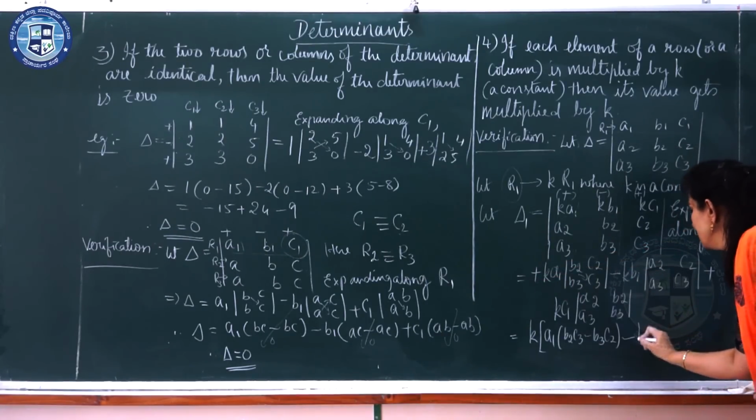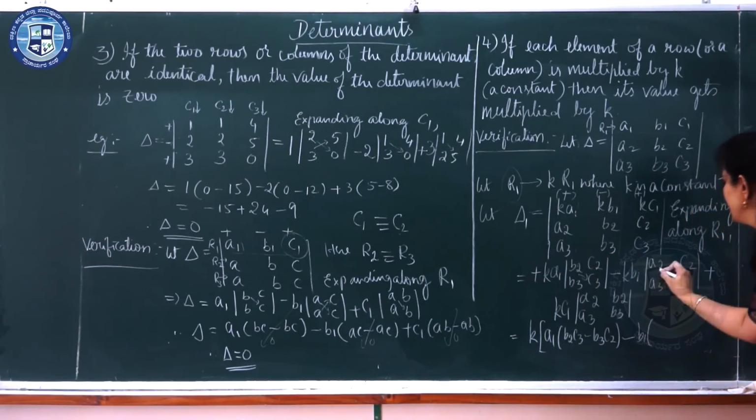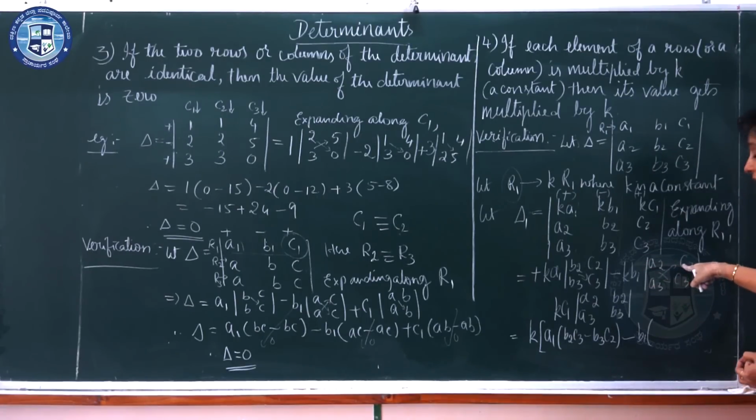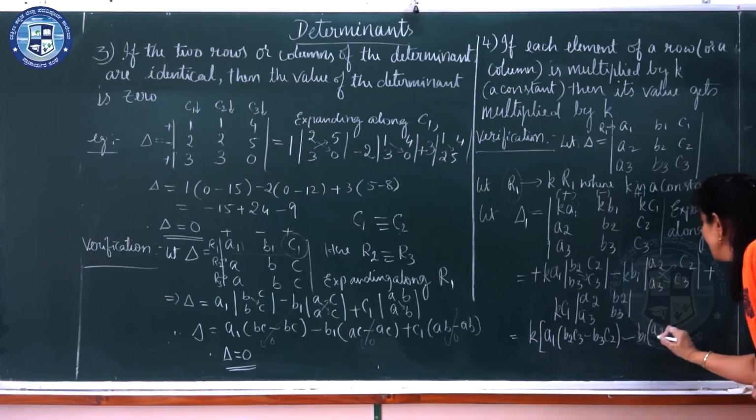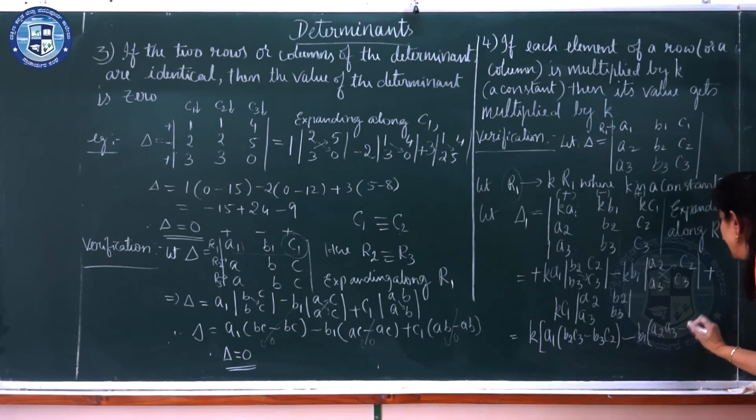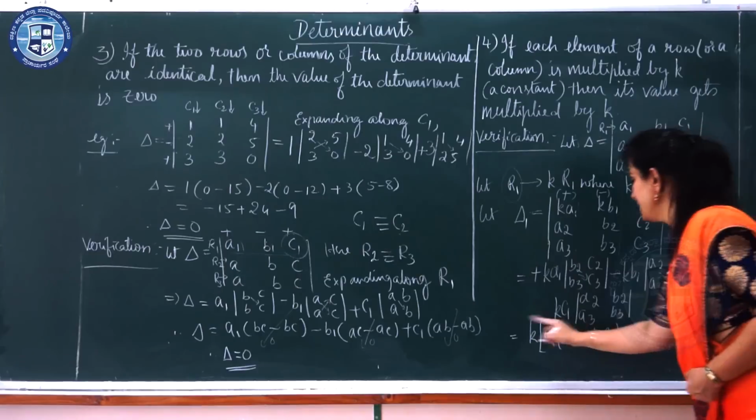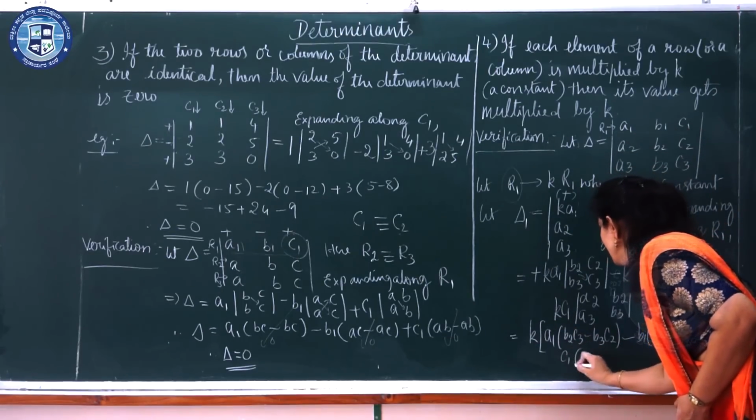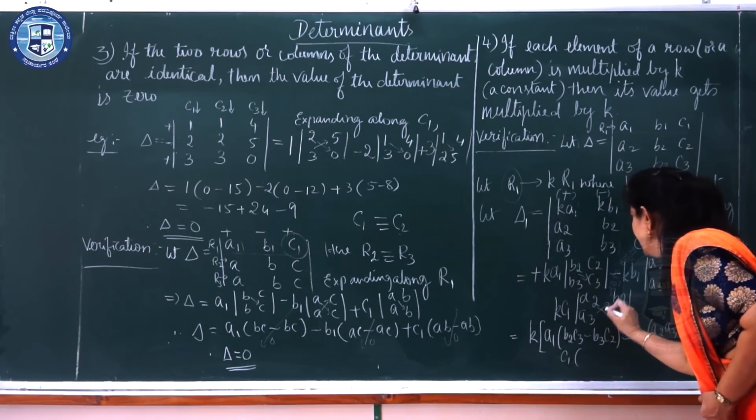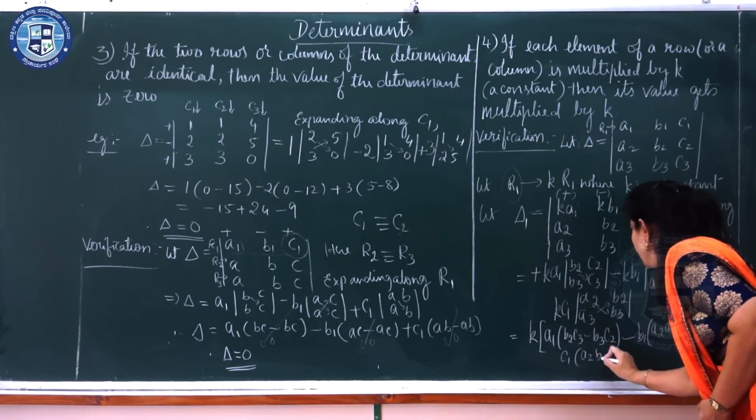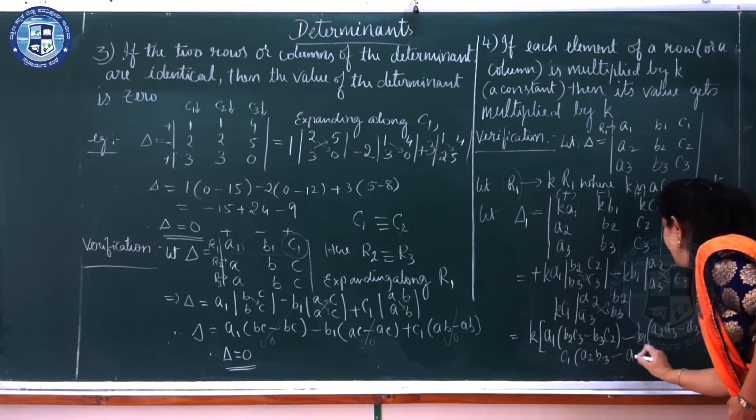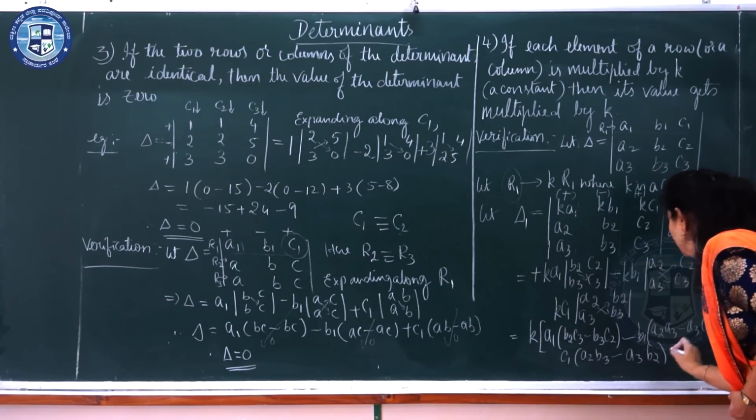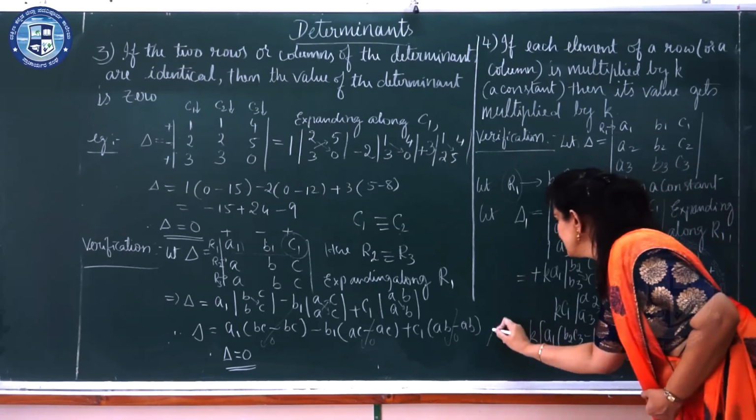So what all remaining? B1 into, cross multiply, multiply the diagonal elements minus the product of diagonal elements. So it is A2 C3 minus A3 C2, plus finally, K is taken out. It is C1 into cross multiply A2 B3 minus A3 B2. So, this is delta 1.